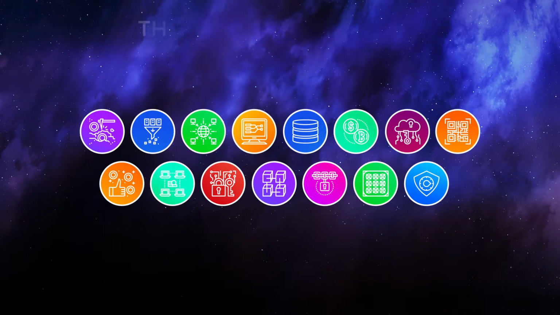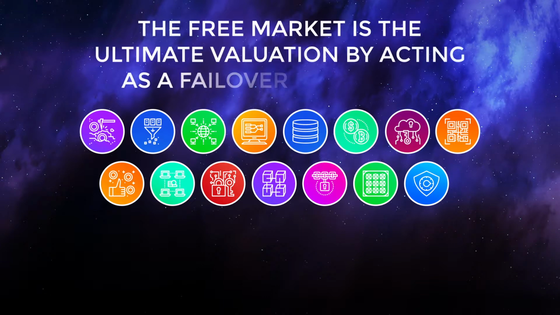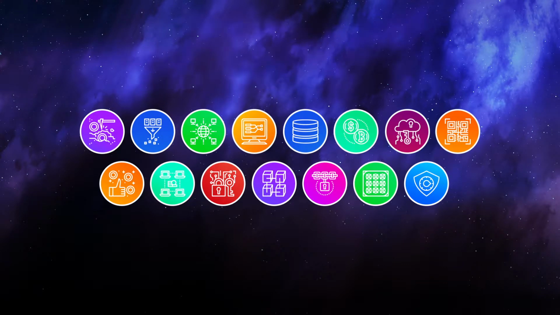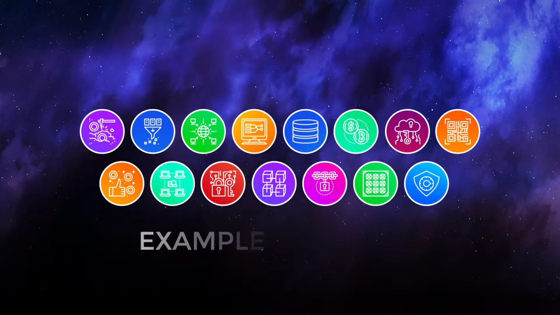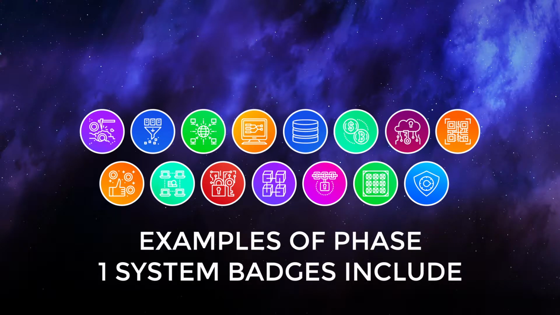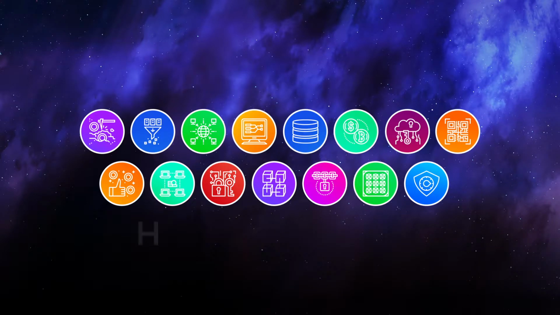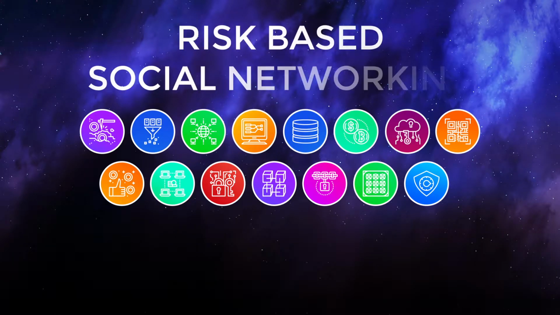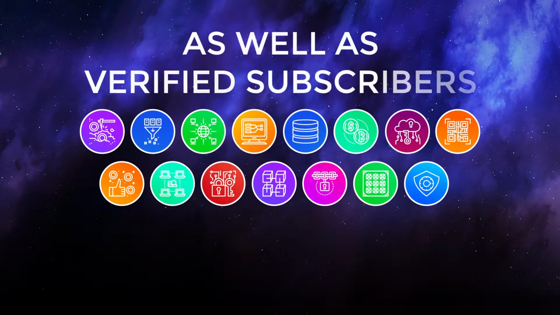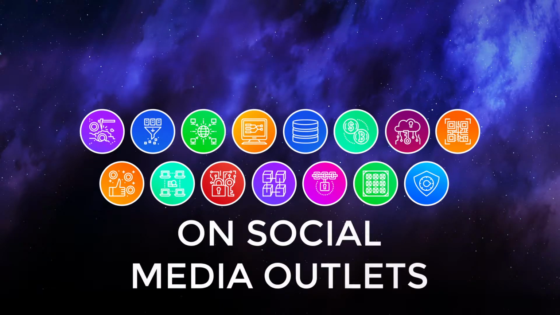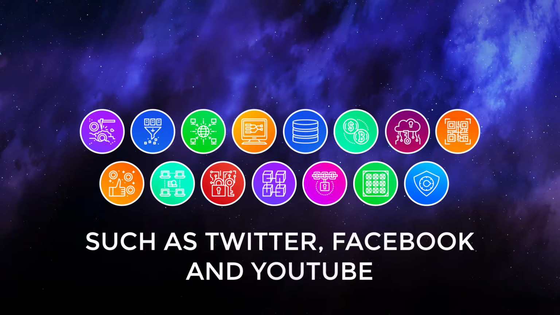True to spirit, the free market is the ultimate valuation by acting as a failover mechanism to offset localized and systemic miscalculations. Examples of Phase 1 system badges include biometric validation, HODL rewards, risk-based social networking, tasking as employer and employee, as well as verified subscribers on social media outlets such as Twitter, Facebook, and YouTube.